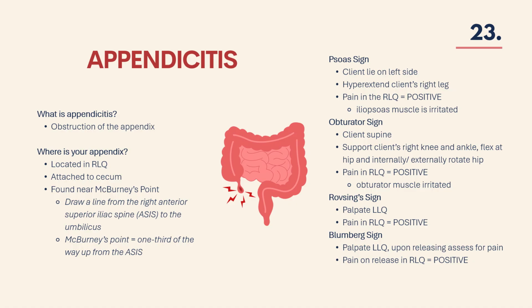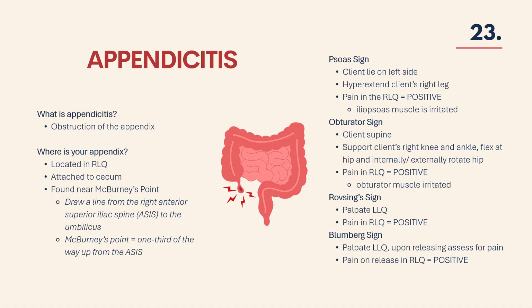Then you have obturator sign. You have the client go back on their back, lying supine. You will support the client's right knee and ankle. Then you will flex their hip and internally and externally rotate that hip. If, again, they have pain specifically in the right lower quadrant, it is a positive obturator sign. That occurs because the obturator muscle that we are moving is irritated from the appendicitis.